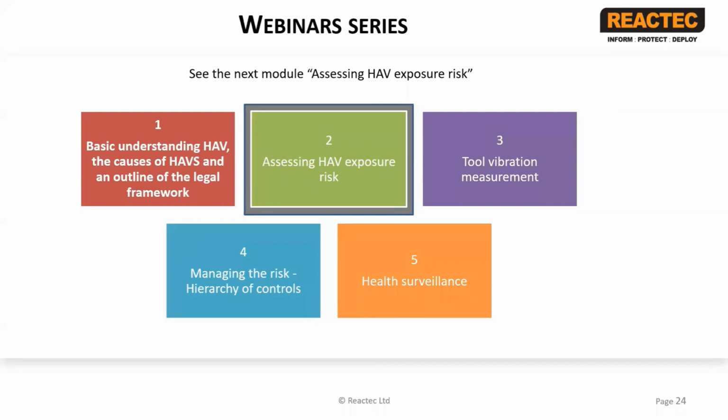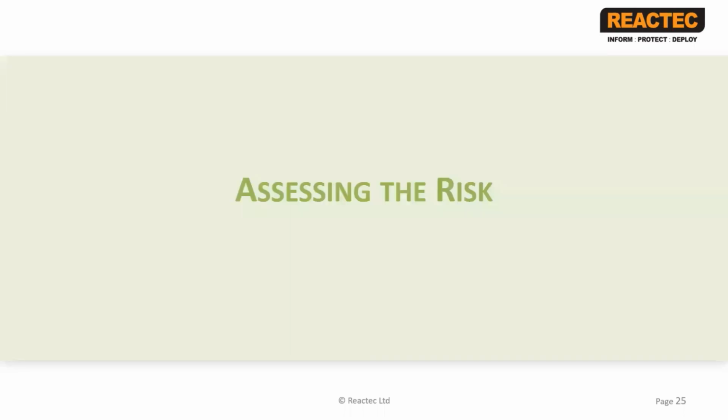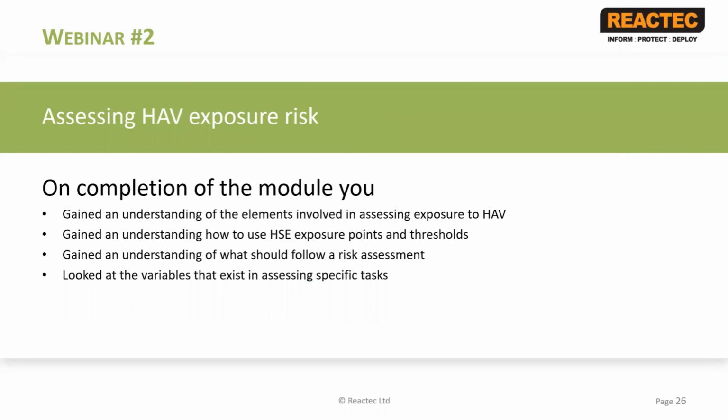The following webinar is the second webinar in a series of 5 covering the topic of managing exposure to hand-arm vibration. In this second webinar, we'll be covering the topic of how to assess exposure to hand-arm vibration, i.e. assessing the risk. From this webinar, you should expect to gain an understanding of the elements involved in assessing exposure to hand-arm vibration.